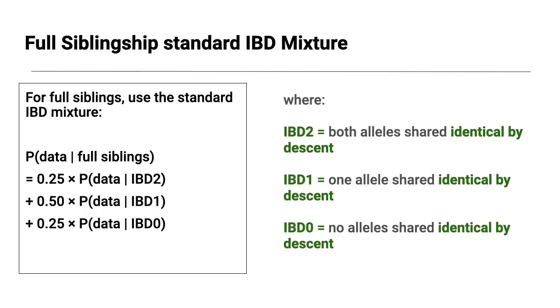The statistical model used for siblingship testing is based on identity by descent, or IBD. Full siblings may share two alleles identical by descent, one allele identical by descent, or none. The probabilities for these states are 25% for two shared alleles, 50% for one shared allele, and 25% for none.